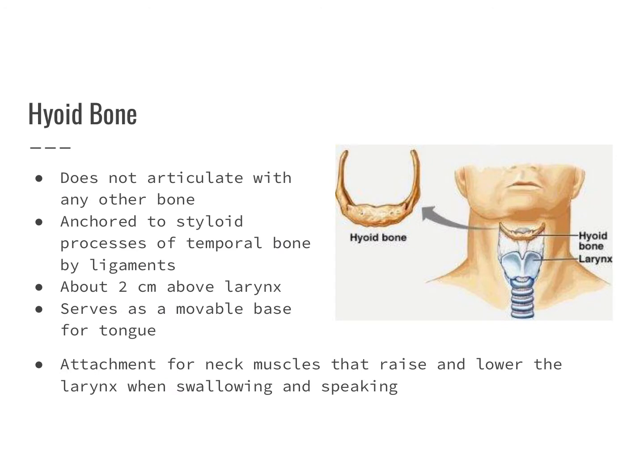Okay, the next bone I wanted to talk about is the hyoid bone. Technically it's not part of your skull, but it's really the best time to mention this bone. This bone is pretty special because it doesn't articulate with any other bone. So in other words, it doesn't touch or form a joint with any other bone. It just kind of floats there. It is anchored to your temporal bone by ligaments, and it's about 2 centimeters above your larynx, which is your voice box. And it's the movable base for the tongue.